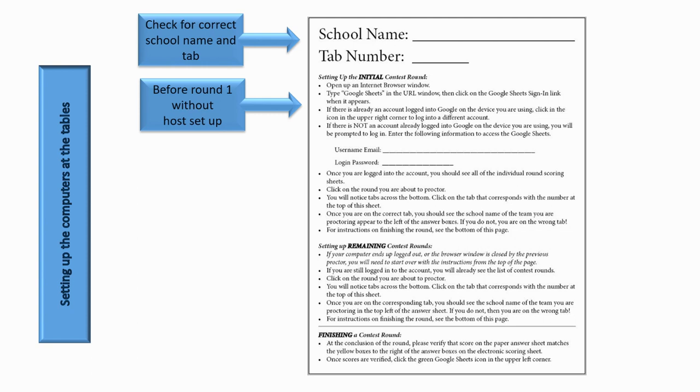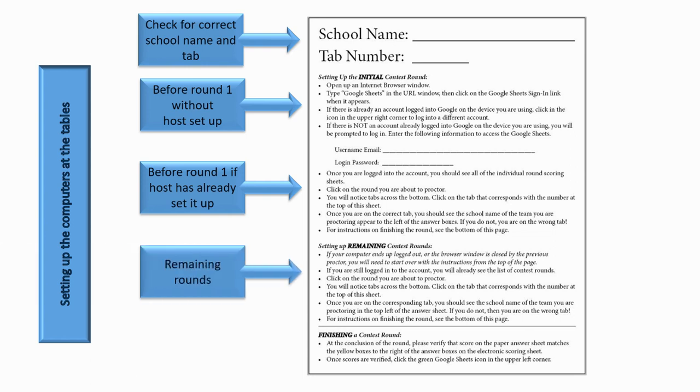Once you have done that, you need to select the round sheet for the first round. Whatever subject it is, pick the right one. Find the tab along the bottom of the sheet for your table. So you go across the bottom of the sheet, find the tab number for your table, click on that tab number, and then check to see that it says the right school name and the right subject area. Once you have done that, you're ready to go for the round.